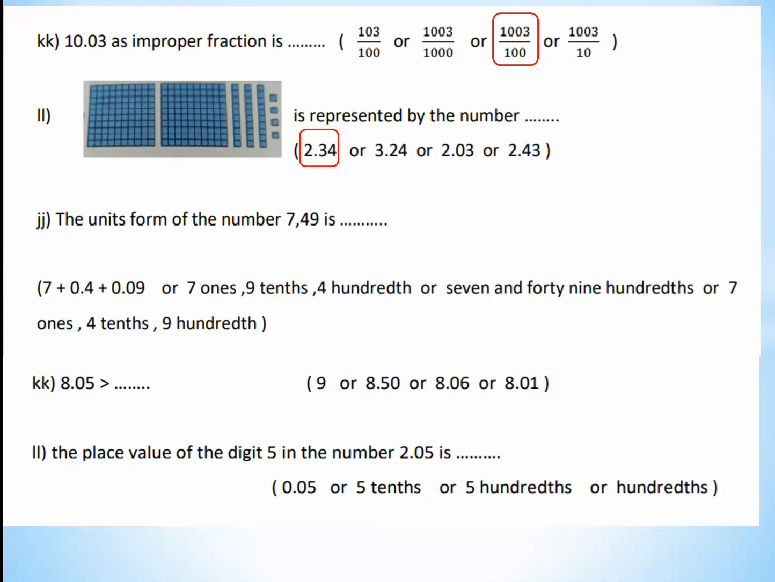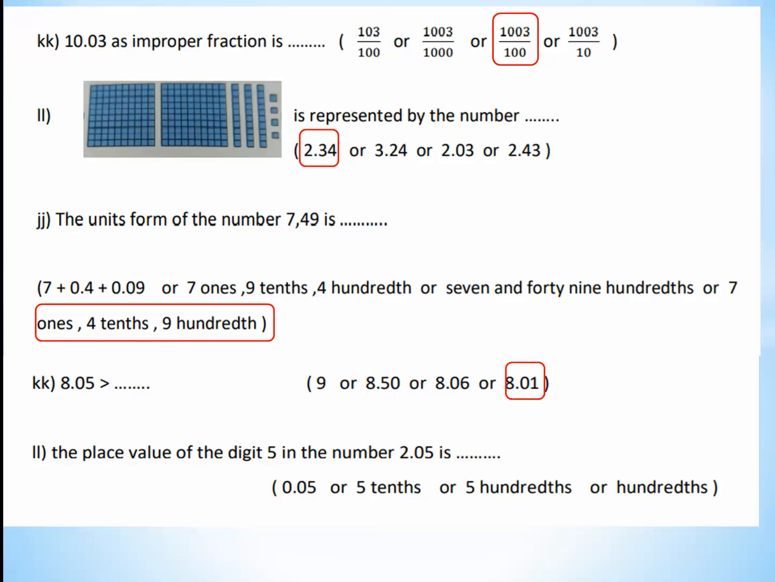The unit form of the number 7.49. We know that the unit form means we will write the place values. So 7 ones and 4 tenths and 9 hundredths. 8.05 is greater than which one? Greater than 9? No. 8.50? No, this is 5 hundredths and this is 50 hundredths, so it's not right. 8.06? No. 8.01 is the right answer.